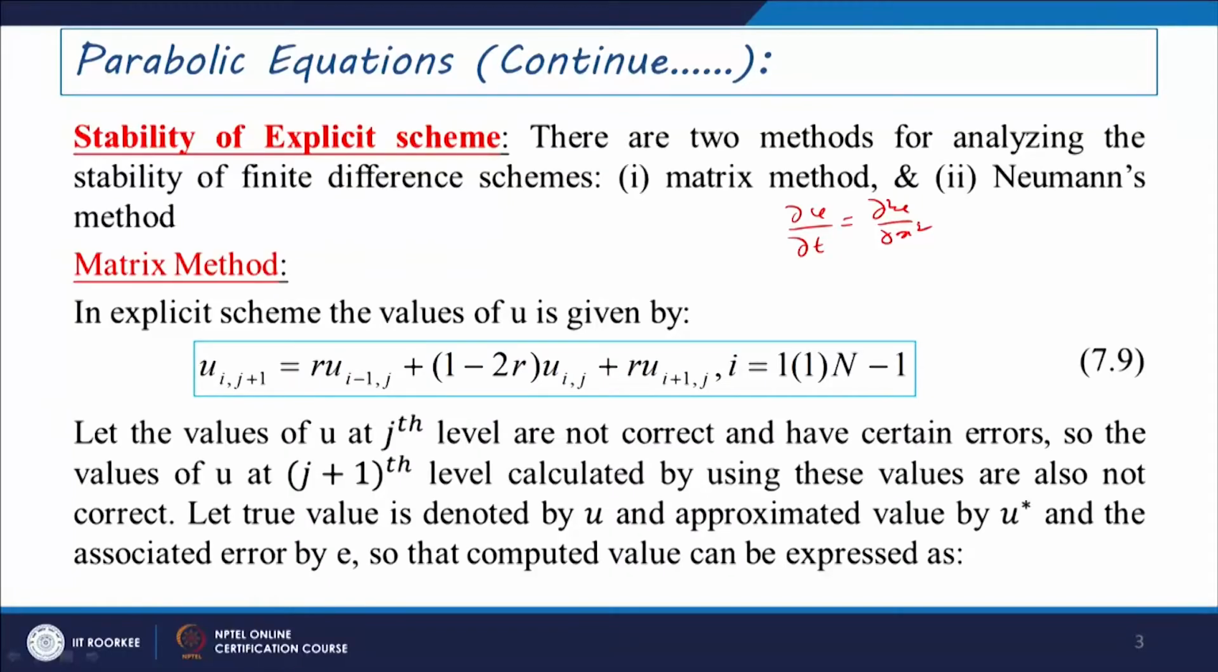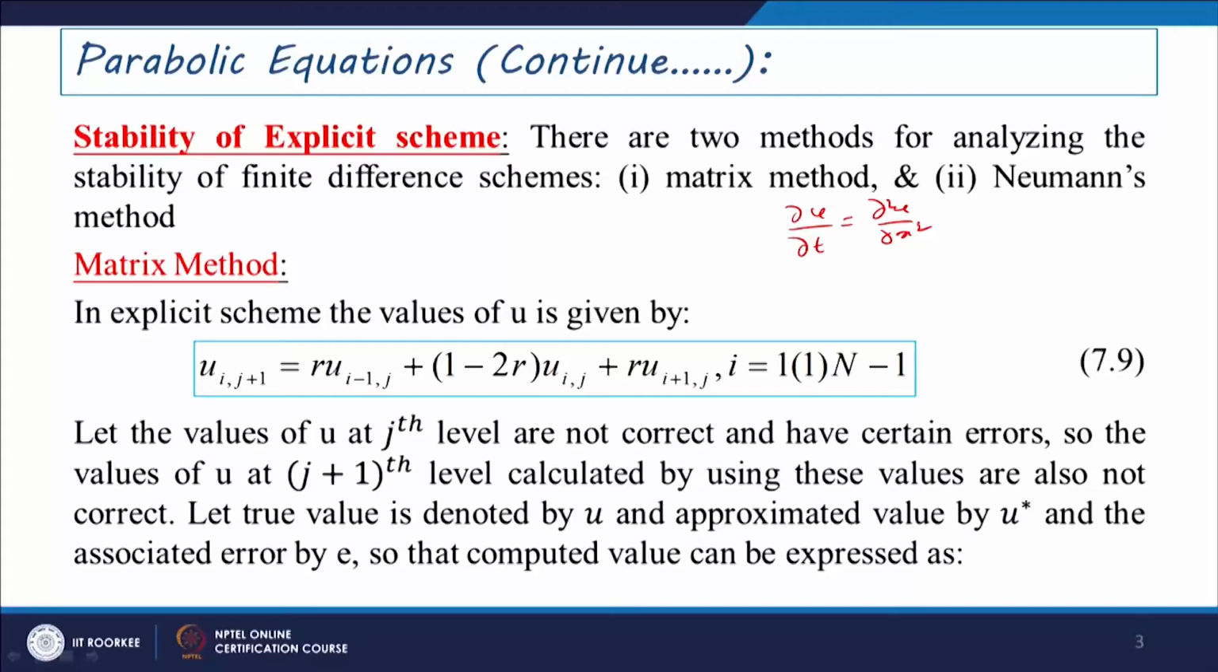Suppose the values of u at the jth level are not correct, since along the boundary it is always fixed, but afterwards, whenever we go for the computation, it may not be accurate. You can find that there is some difference from the exact value at each of the levels, and have certain errors. So the values of u at the j plus 1th level calculated by using these values are also not correct, since we are using the previous time step level values for the next step of calculations. That is why this error keeps increasing.